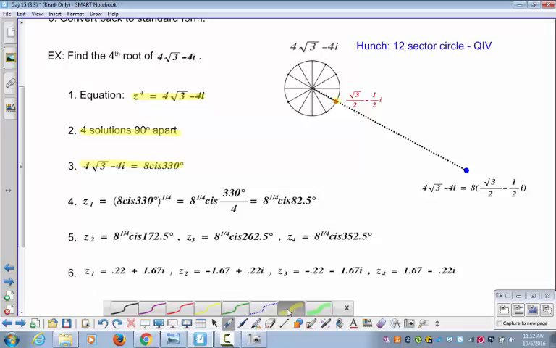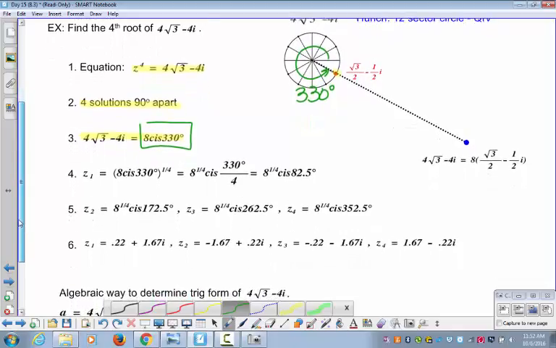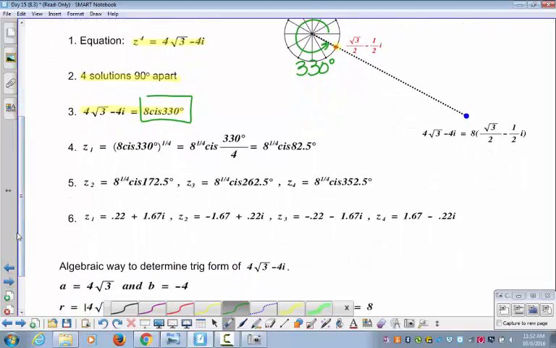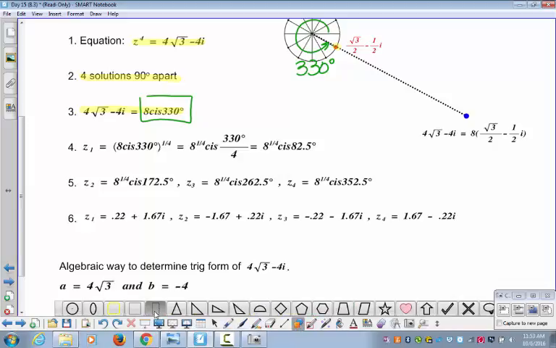So in trigonometric form, we need to know this angle right there. That angle is 330 degrees. So our trigonometric form is 8 cis 330. All right, so now here's the hard part. Or at least it's not that hard, but it's the subtlest part. Our goal right now is to find one solution. If we find one solution, then we add 90, add 90, add 90. Here's how we find the one solution. This is the trickiest part.